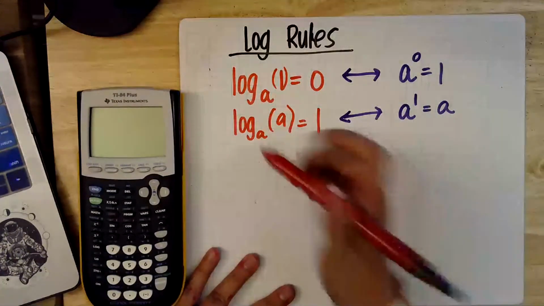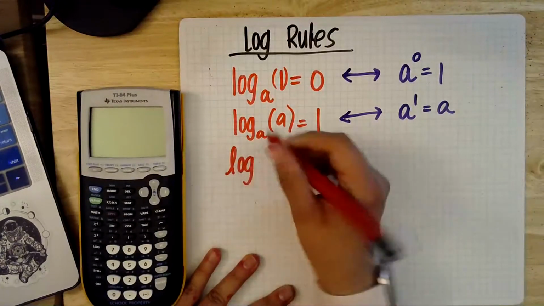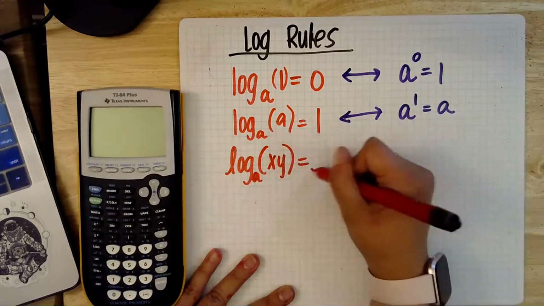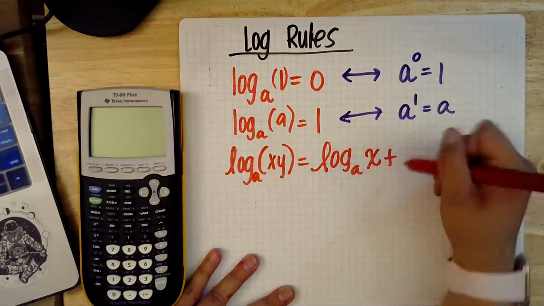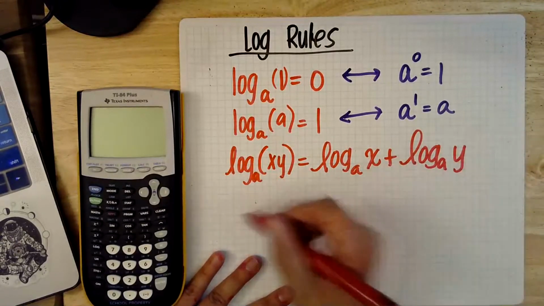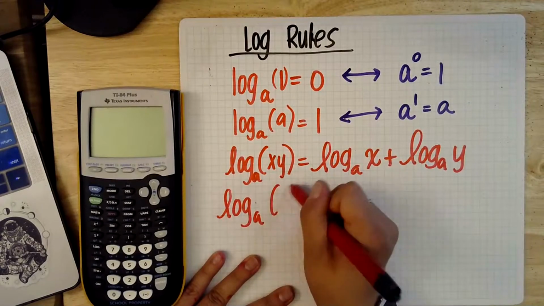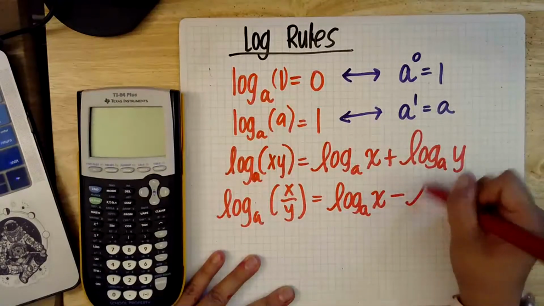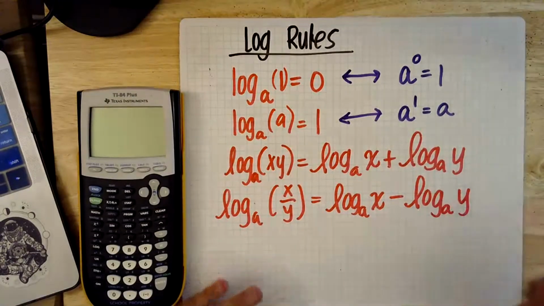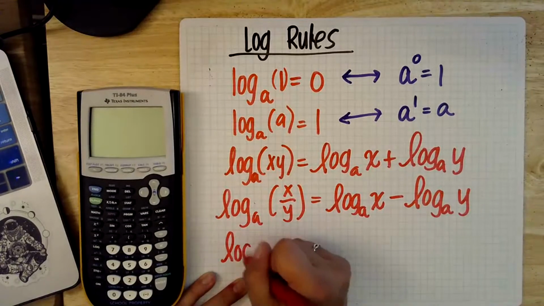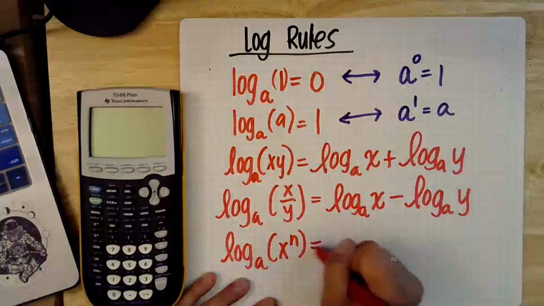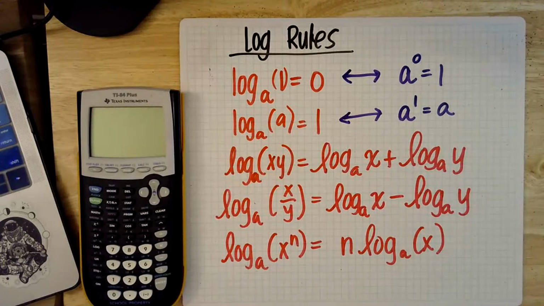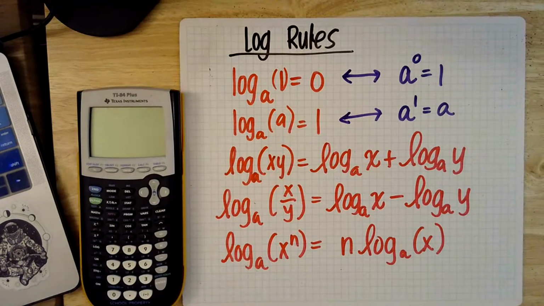Now, do the next one. Log a of xy is going to give me log a of x plus log a of y. Log a of x over y is going to give me log a of x minus log a of y. And then log a of x to the n is going to give me n log a of x. So these are the rules in essence. Let's talk about them real quick.